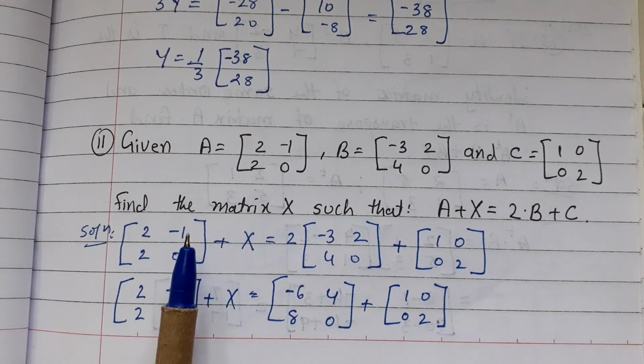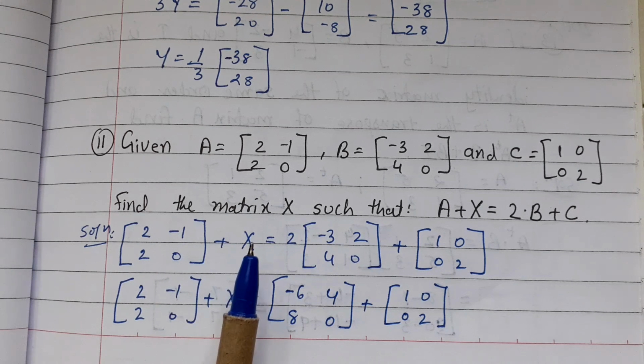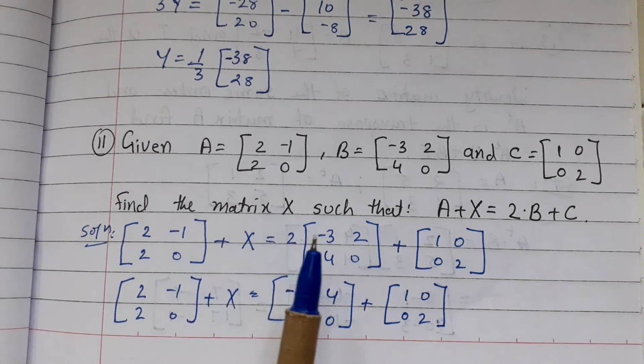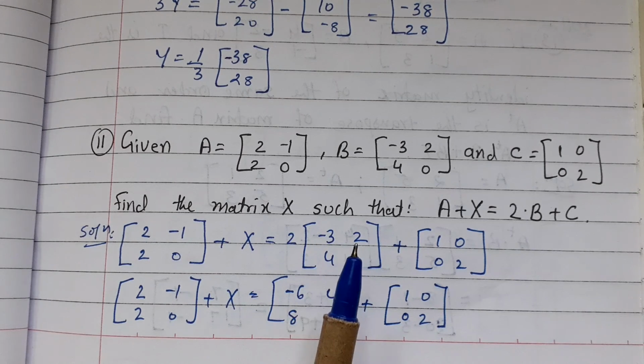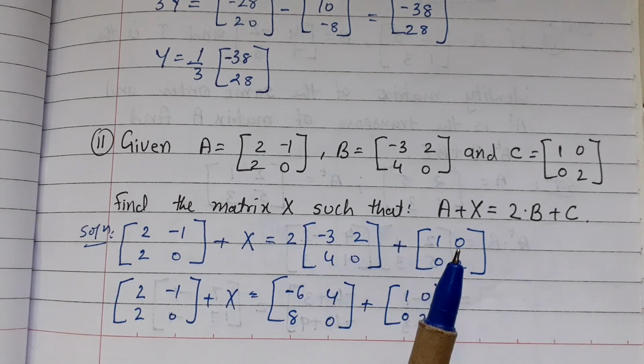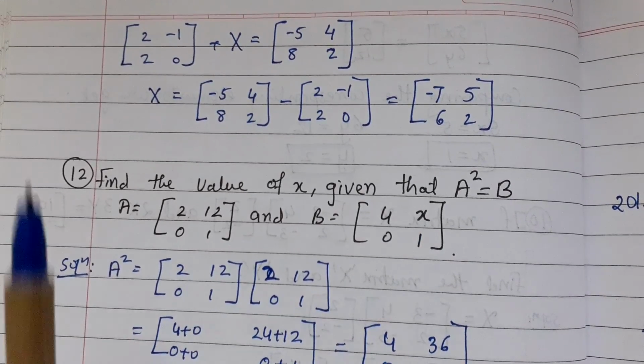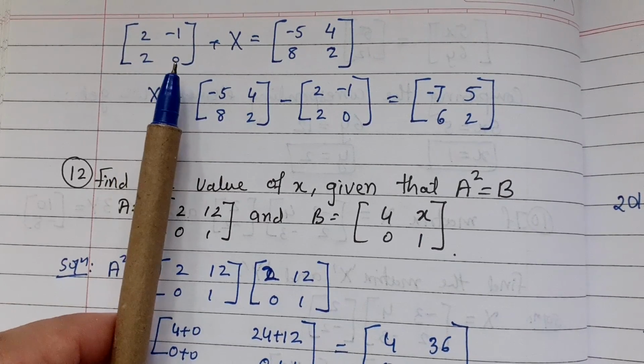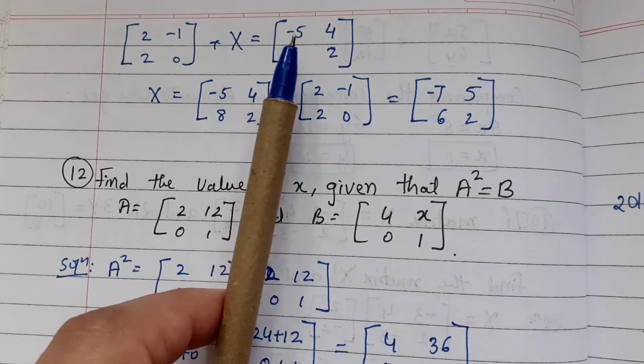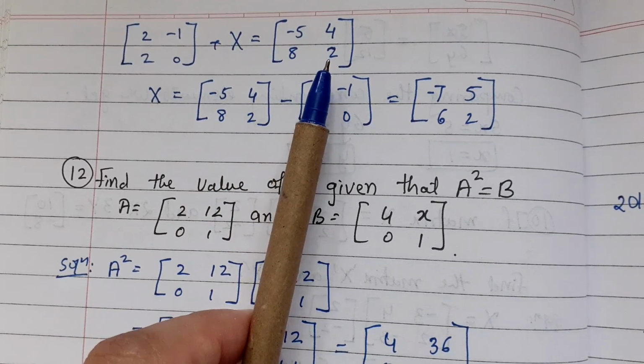A 2 minus 1, 2, 0 plus X equal to 2 into B matrix minus 3, 2, 4, 0 plus C matrix 1, 0, 0, 2 equal to, first we multiply by 2, minus 6, 4, 8, 0 plus 1, 0, 0, 2. This part as it is. We get 2 minus 1, 2, 0 plus X equal to minus 5, 4, 8, 2.